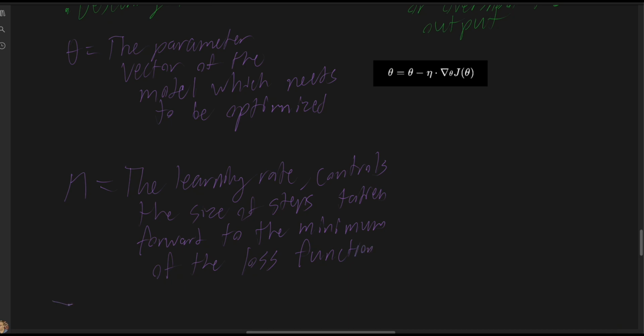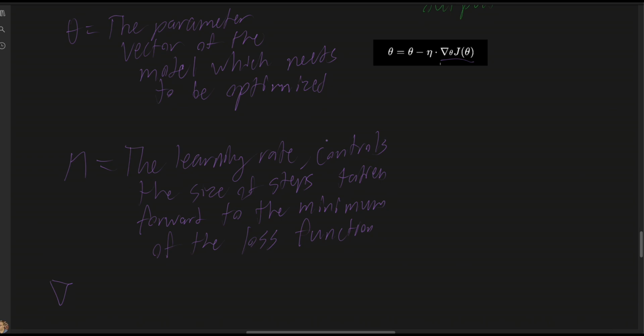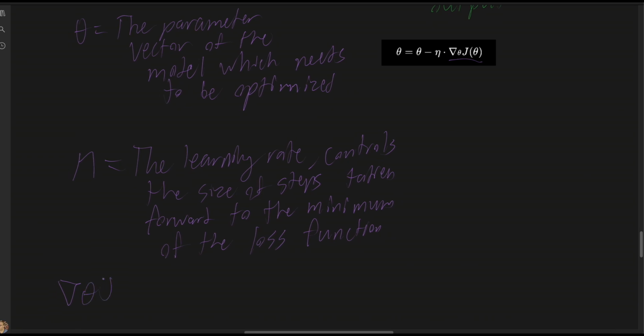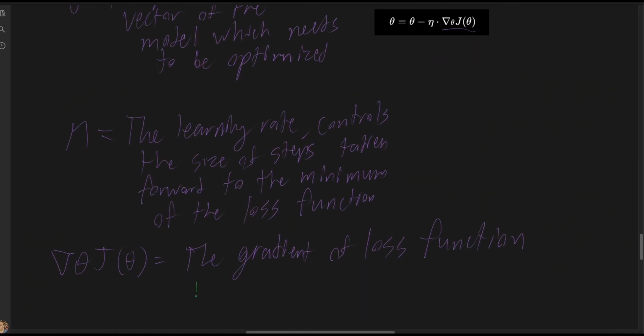And this following group over here, J theta, refers to the gradient of the loss function, referred to as J, with respect to the parameter vector.